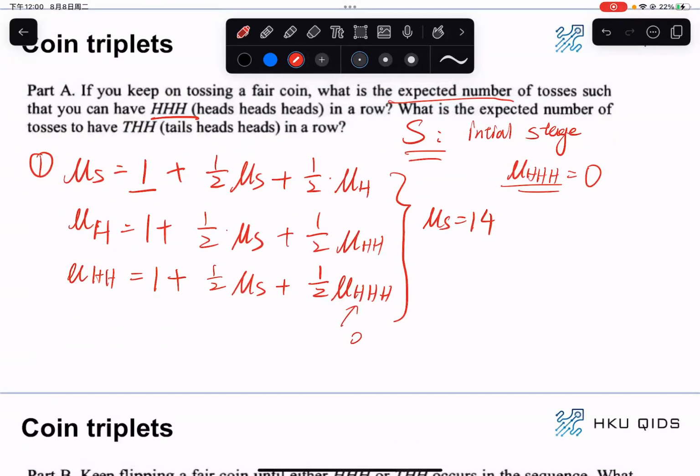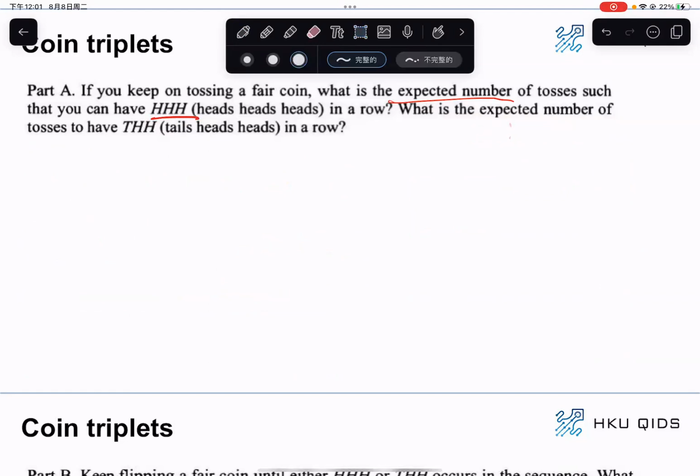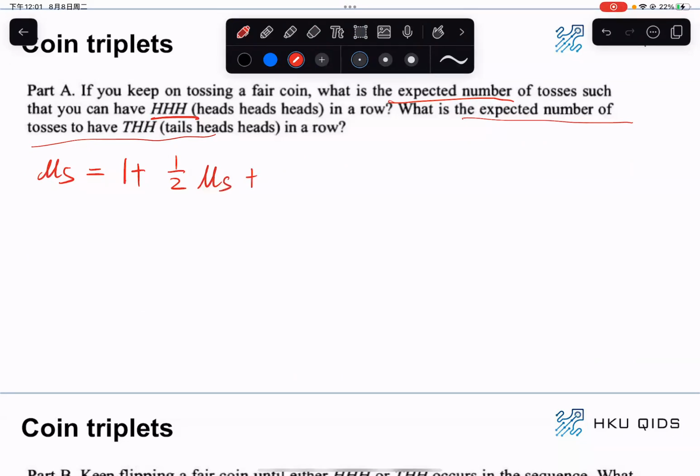And what's the expected number of tosses to have tail HH? Again, this time we just need to change a little bit about the solution. So let's cancel out this part, okay? So now what's the expected number of tosses to have tail HH? Again, we have the initial state, which is going to be 1 plus 1 over 2. If the toss is H, then it reduces to the original state, right? And if it is tail, then we have UT.